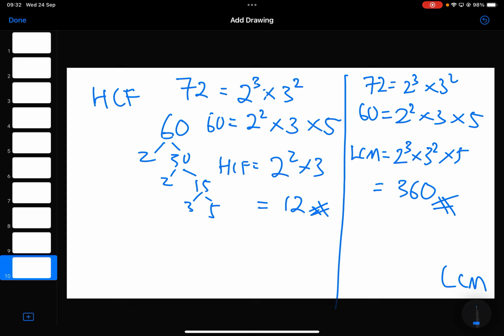Lowest common multiple. Okay? So when they are arranged in their prime factors, for the highest common factor, I think about factor. Factor is small, so I choose the smaller one. The smaller one is don't have. If I want the lowest common multiple, I choose the bigger one. Don't have and have, I choose have. Okay? So this is how we do HCF and LCM.